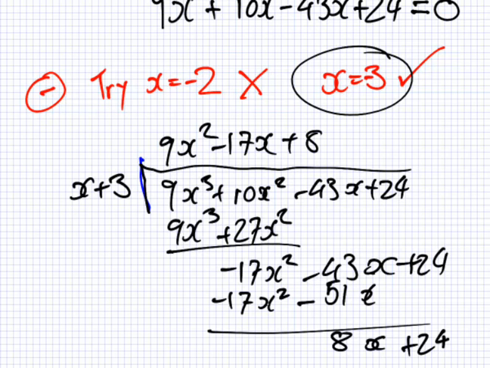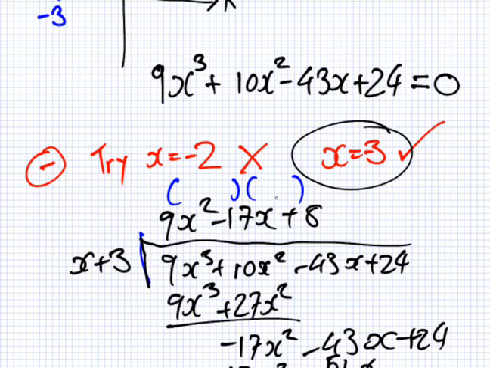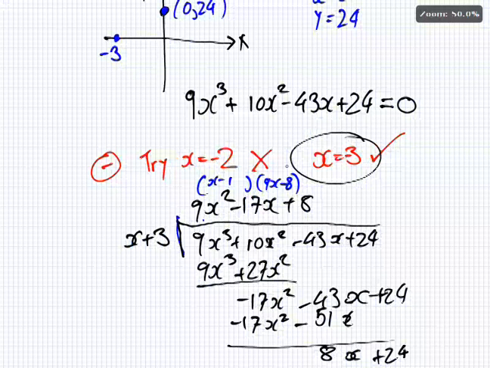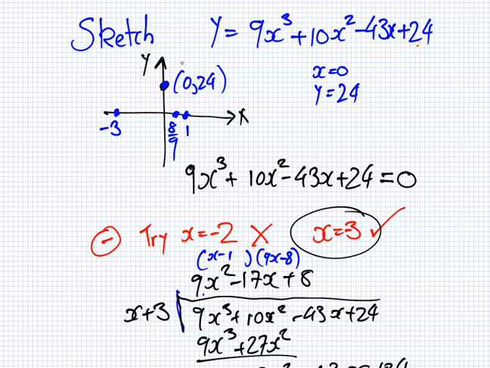Let's do this one here now. 9x cubed plus 27x squared minus 17x squared minus 43x plus 24. Minus 17x squared minus 51x. Then 8x minus 24, plus 8. And then when you multiply, you get 8x plus 24, so you're finished.